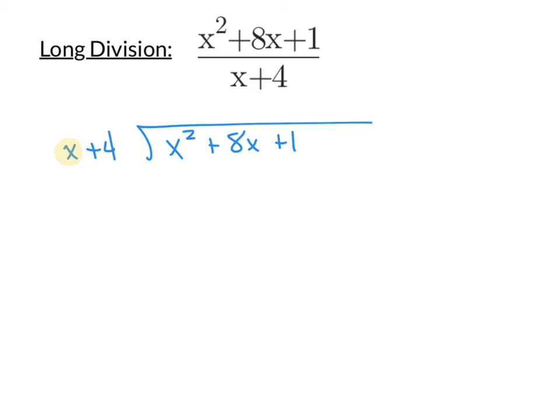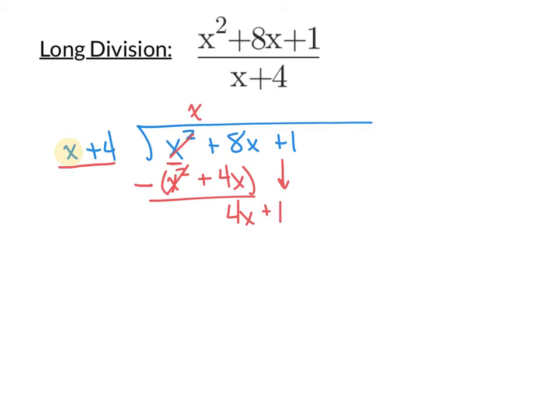And we're asking, what do I have to multiply that x by to turn it into x squared? Well, we'll have to multiply it by x. So go back and multiply the entire x plus 4 by x, and we'll get x squared plus 4x. Once we have that, we're going to subtract the entire thing. x squared minus x squared cancel. 8x minus 4x is 4x. Then we bring down the 1 and do it all again.